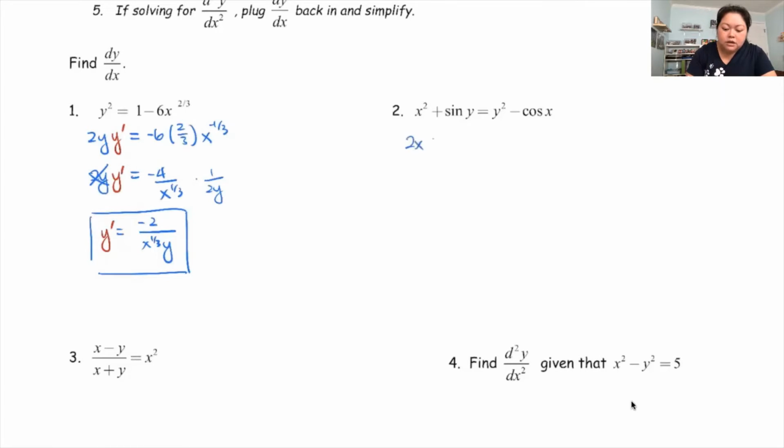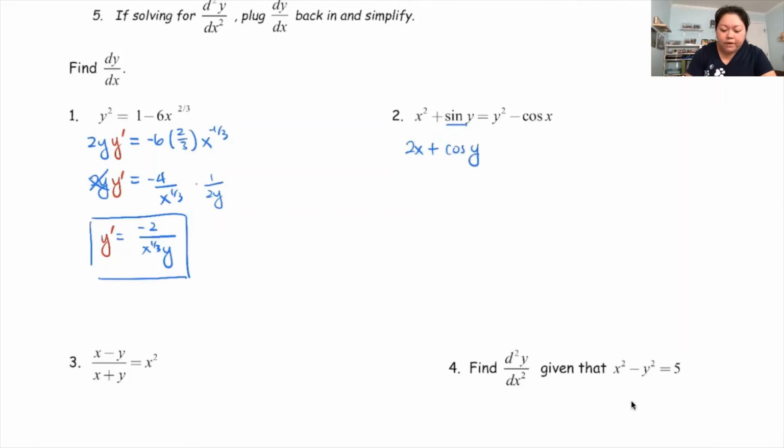X squared gives me 2x plus, sine of anything, the derivative of sine is cosine. So it's cosine of y. And don't forget, because you took the derivative of the y, you have a y prime there. Equals, on the right hand side, you have y squared, so the derivative of that is 2y, and once again, because we took the derivative of a y variable, you have y prime again. And then minus cosine x, the derivative of cosine x is negative sine x, so now plus sine x. Now you kind of have to follow the rule up there, because now you have more than one y prime.